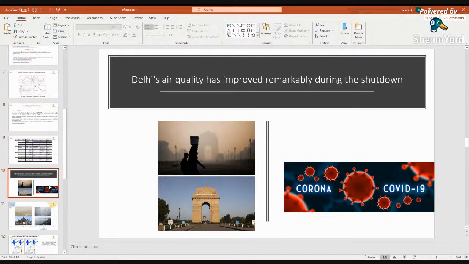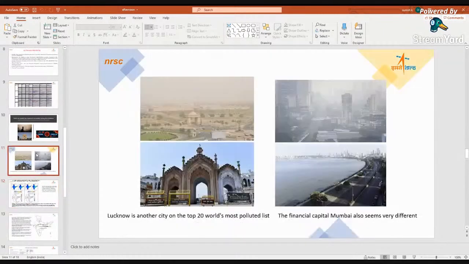Next, coming to the COVID lockdown. As you can see, Delhi's air quality improved remarkably during the shutdown. As you can see from these figures, this is during lockdown, and this is when it is not in lockdown. You can also see from Lucknow, one of the most populated cities and the financial capital, the difference during lockdown and other general events.